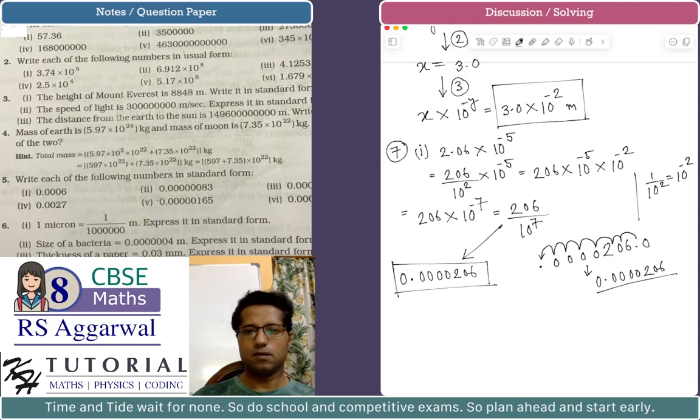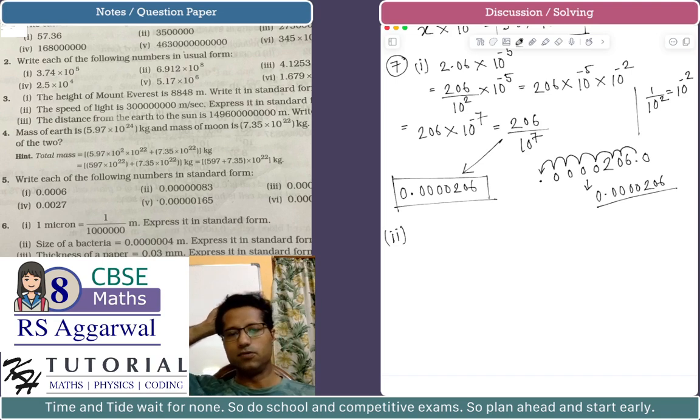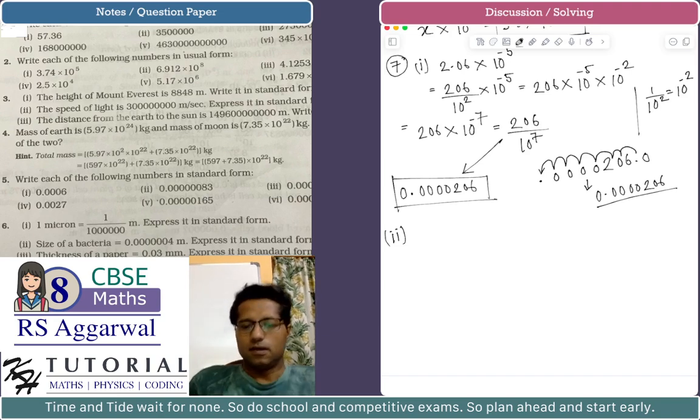Okay, let's do part 2. Now for expressing a number from standard form in usual form, the main concept that you will need to apply is multiplying and dividing decimal numbers with powers of 10. You have to be very well versed in that concept.